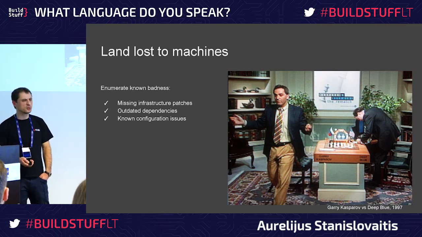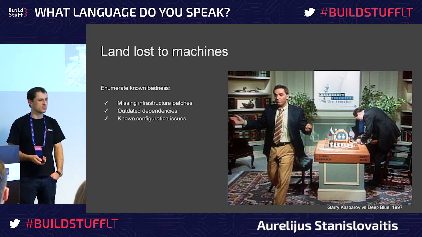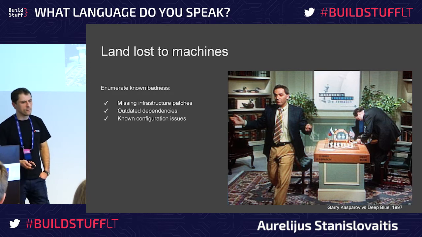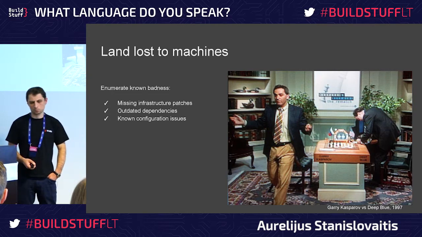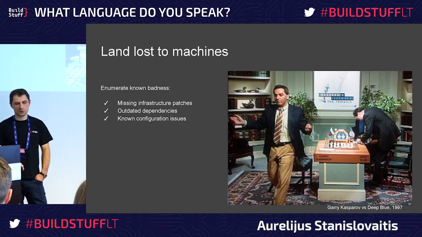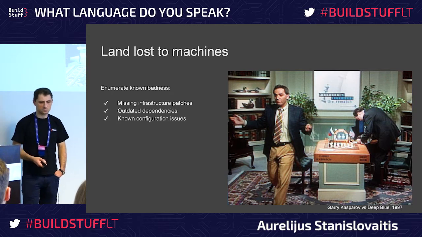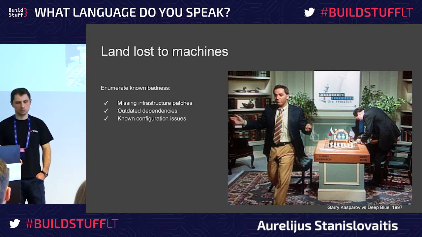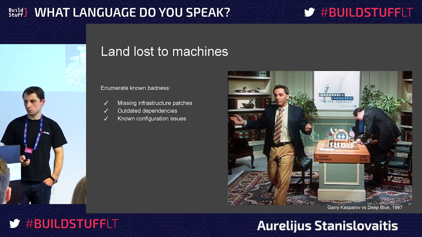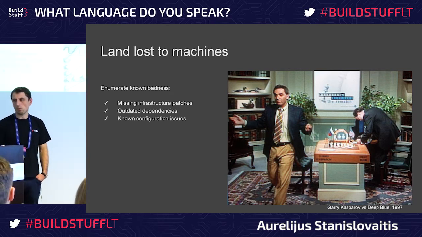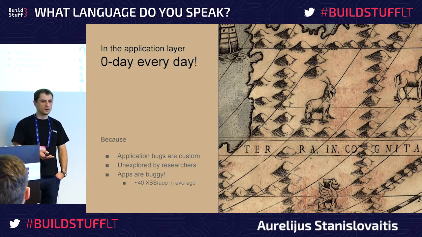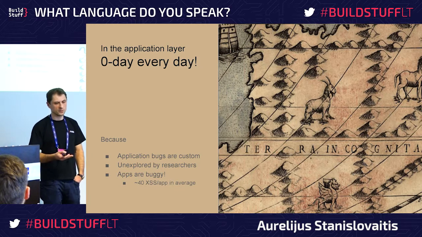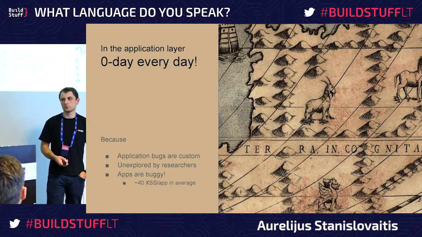And also, quite mature tools exist to scan infrastructure for known configuration errors. This also can be automated quite easily. So this land is lost to machines forever. Like Garry Kasparov lost to Deep Blue in 1997, 20 years ago. But like I said, these are more on the infrastructure level. Missing patches and misconfiguration issues definitely belong to the infrastructure level.